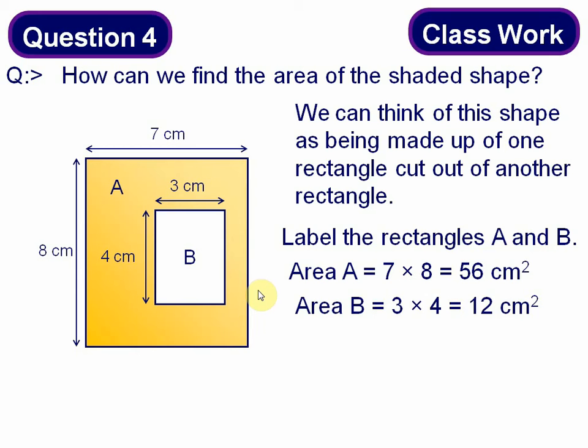Now we have to subtract. Why do we subtract? Because we don't need this unshaded figure, the B figure. So we subtract 56 minus 12. We get the answer, which is 44 centimeters square. So these are the questions on the area and the perimeter of the four-sided figures, rectangles and squares, with shaded and unshaded areas.